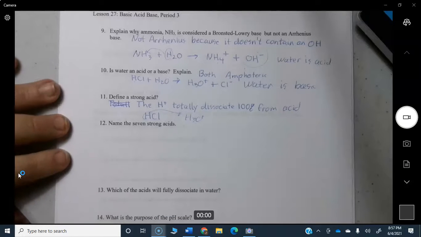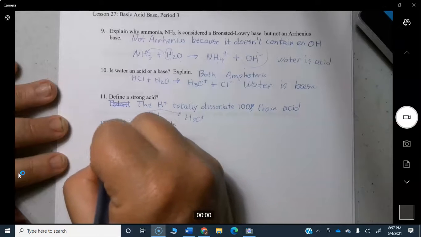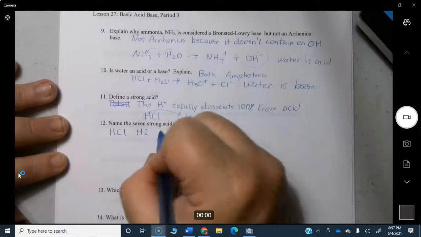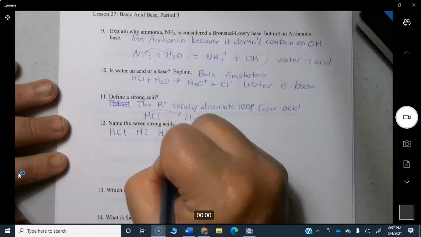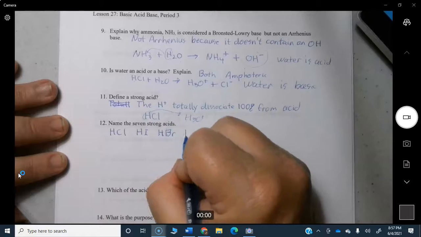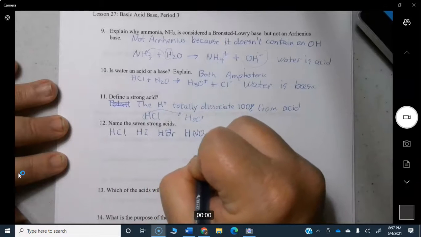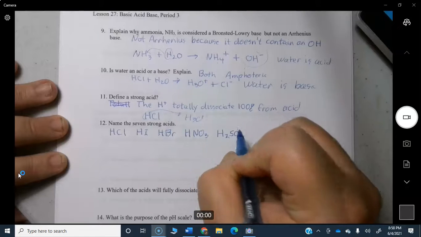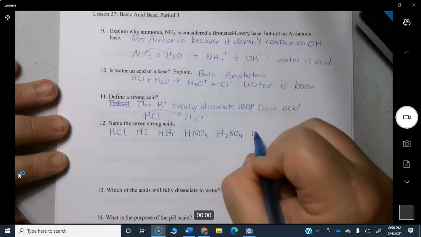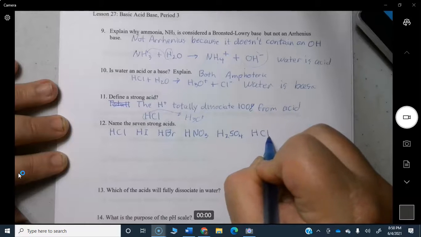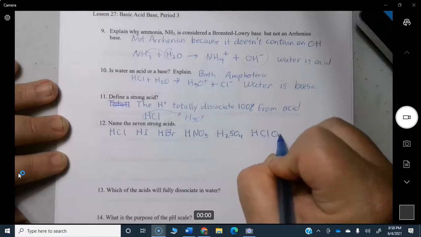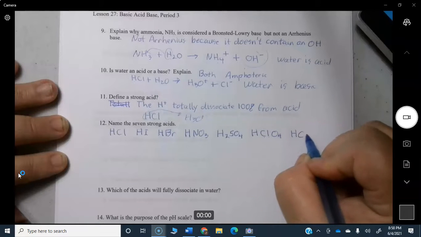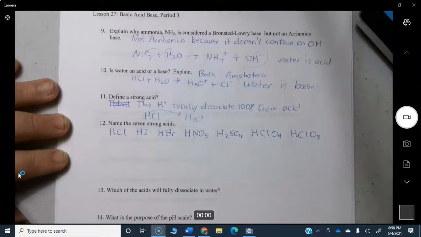So name the 7 strong acids. Three of them are binary acids. There's HCl. There's hydroiodic. You can just write the symbols as I'm doing. There's hydrobromic. And then you get the oxy acids. There's nitric. There's sulfuric. There's perchloric. Again, that's an L, Cl for chlorine. And there's chloric, which just means it has one less oxygen. So those are the 7 strong acids.